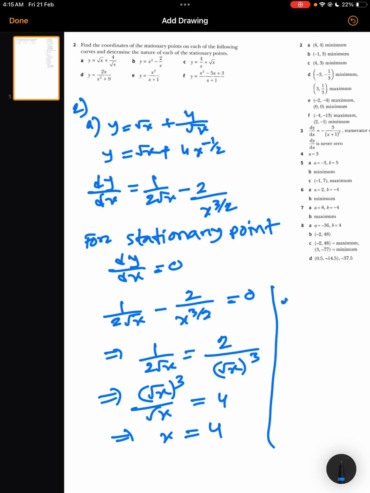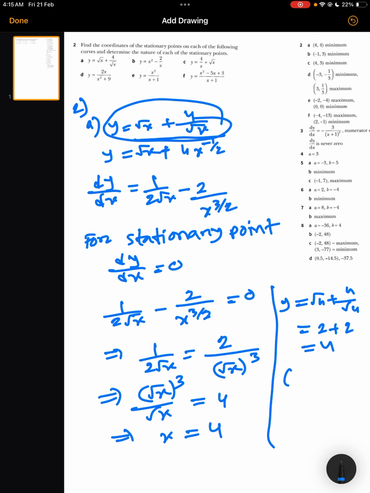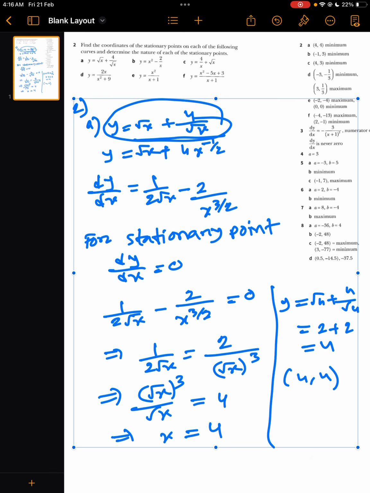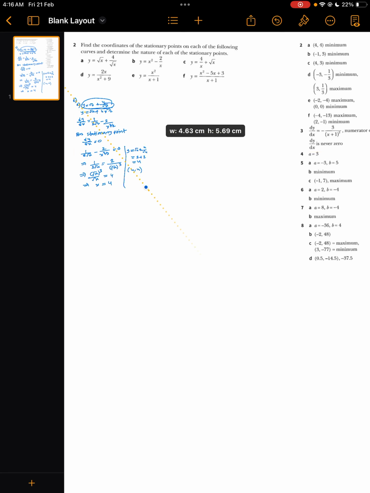If x is equal to 4, then y, from the very first equation, is root over 4 plus 4 divided by root over 4, which is 2 plus 2, which is 4. So our stationary point coordinate is (4, 4). We have to check whether it is maximum or minimum.